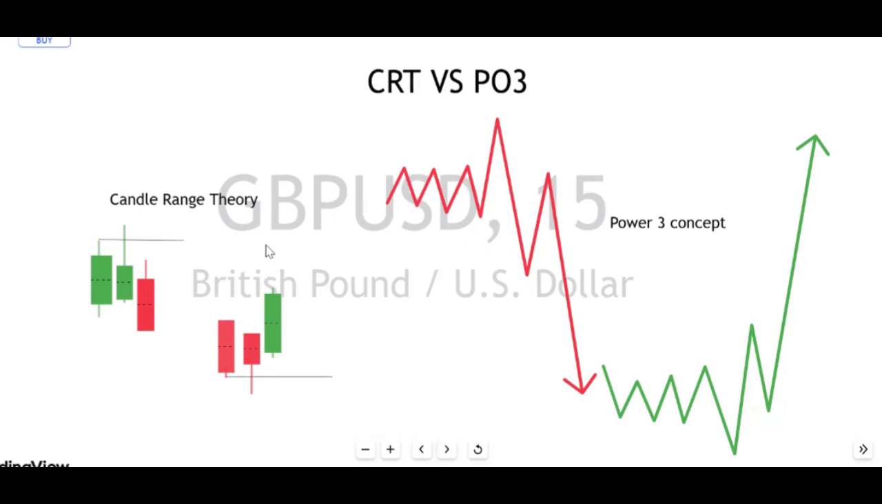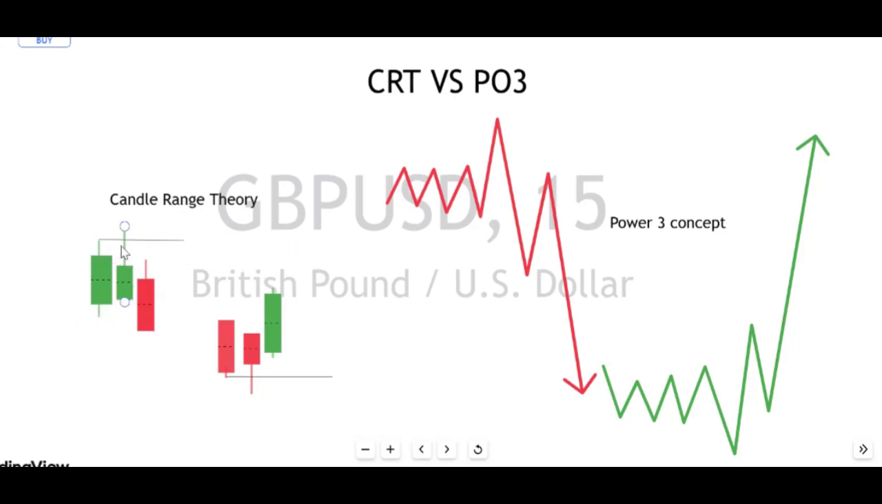Now, candle range theory is a three candlestick formation. In the bearish condition, the high of the first candle is taken out and price closes below the high of the first candle. A break below the low of the second candle signifies a market structure shift, and price is ready to move in a different direction, or to reverse.